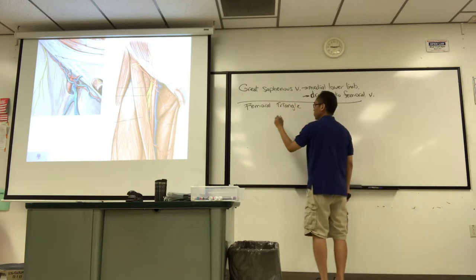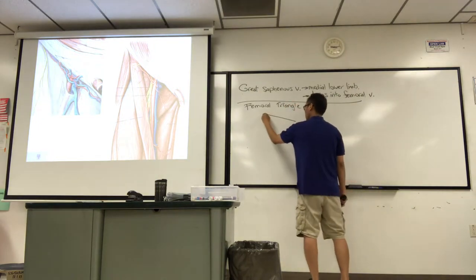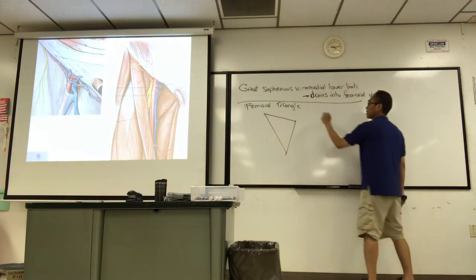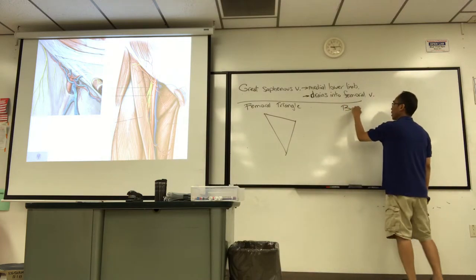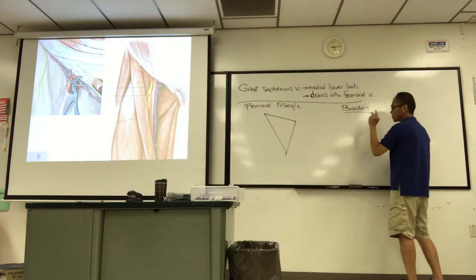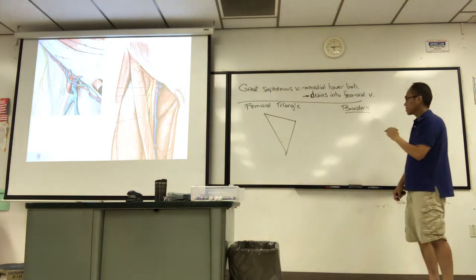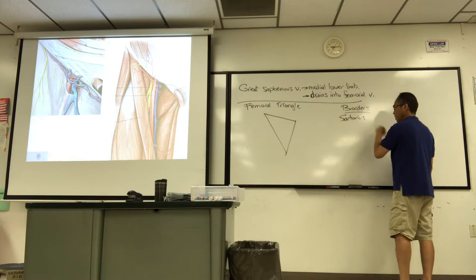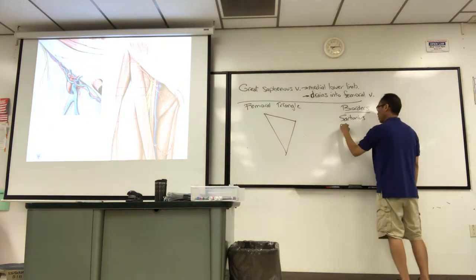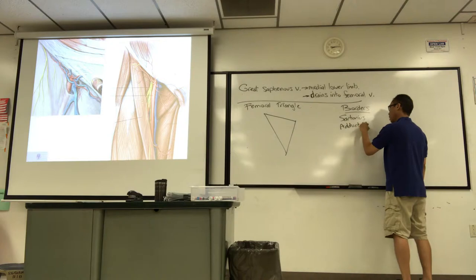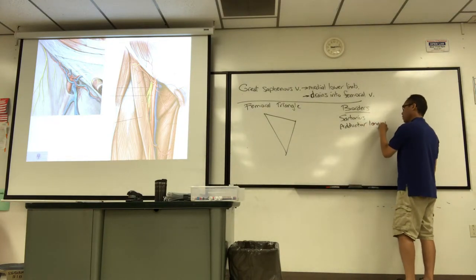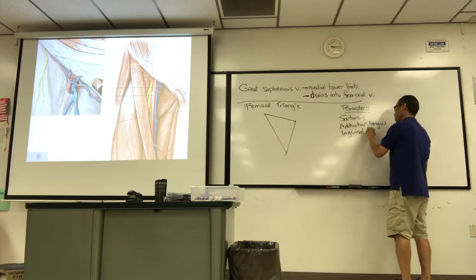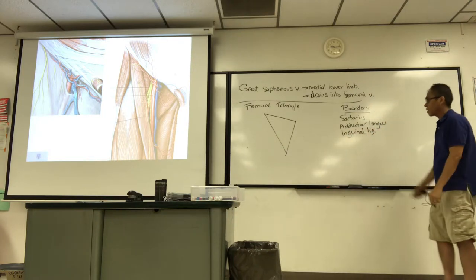The femoral triangle is pretty easy. So know the triangle. Know the borders and contents. Borders, like I said, laterally it's sartorius, medially it's adductor longus. The base of the triangle is the inguinal ligament. And that's the anatomy. Those are the borders.